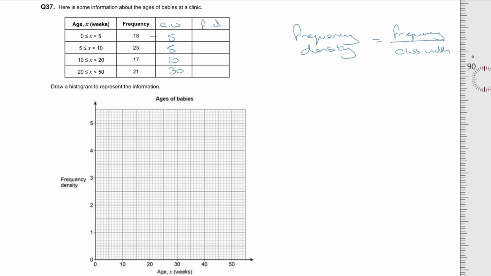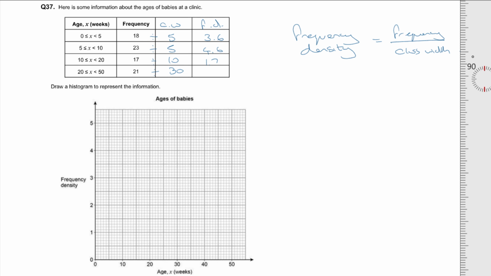So basically you're dividing these, aren't you? 18 divided by 5, 23 divided by 5, 17 divided by 10, 21 divided by 30. Right, so 18 divided by 5, double it and divide by 10 is the easiest way. So 18 times 2 is 36, divided by 10 is 3.6. Same thing with 23, double it is 46, divided by 10 is 4.6.